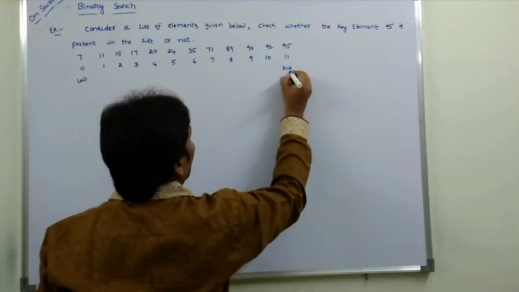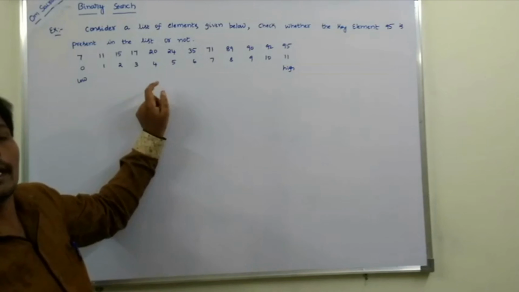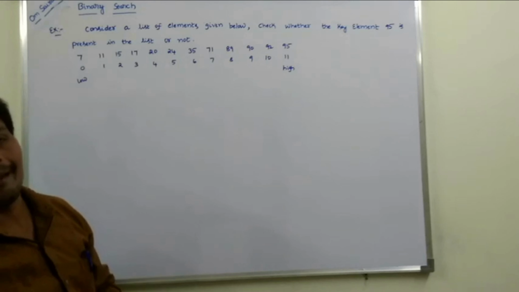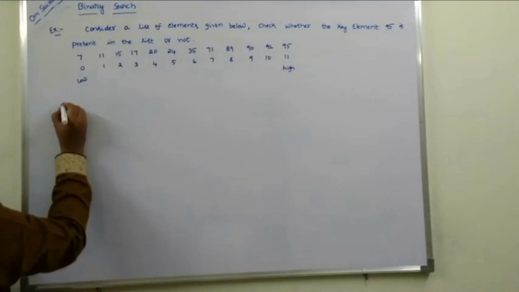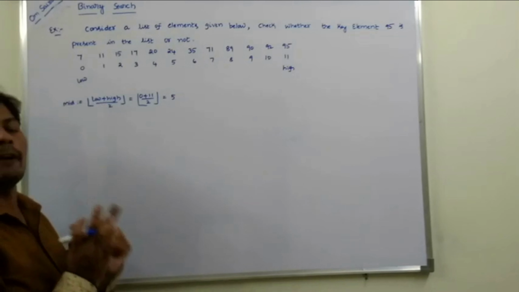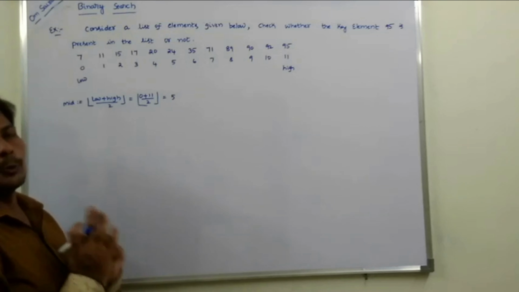Okay. First, we have to divide the given list into two parts by using the mid value. So here mid is equal to low plus high by 2. Here low value is 0, high value is 11. So 0 plus 11 by 2, that is 5.5. We can take the floor value. Floor value is 5.